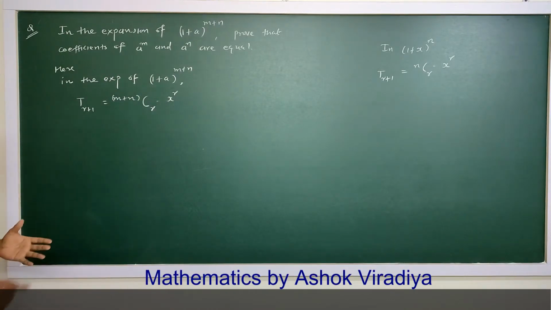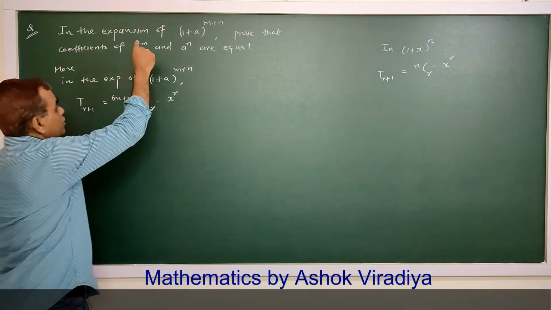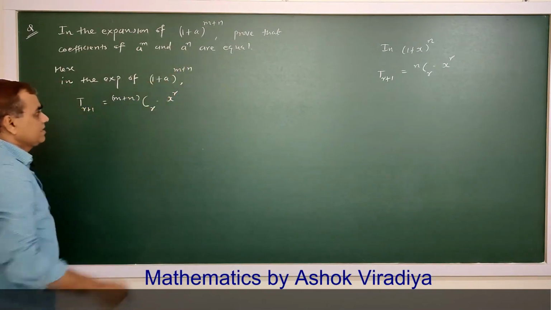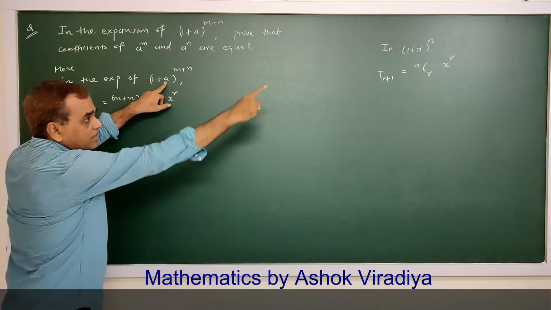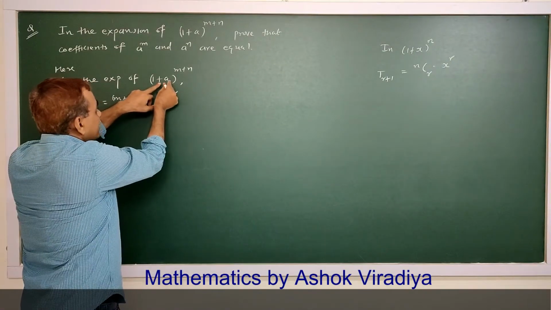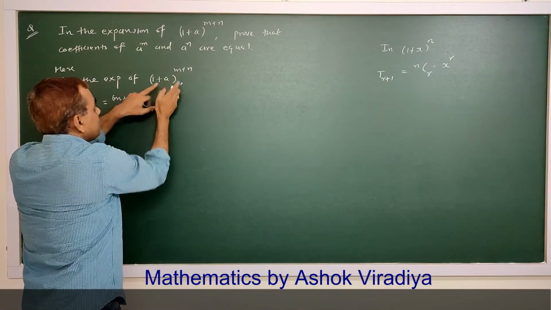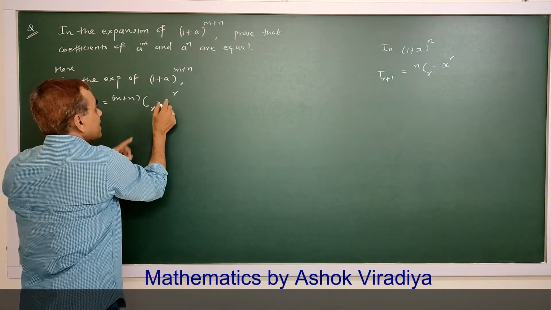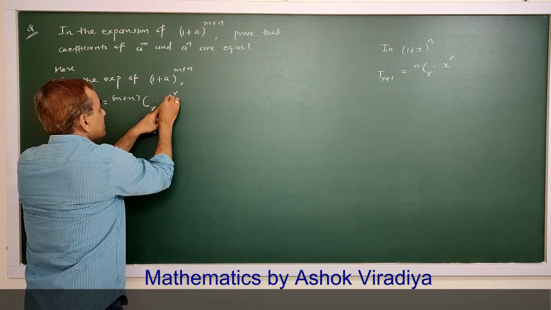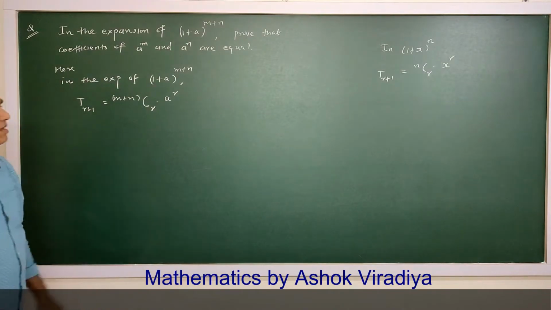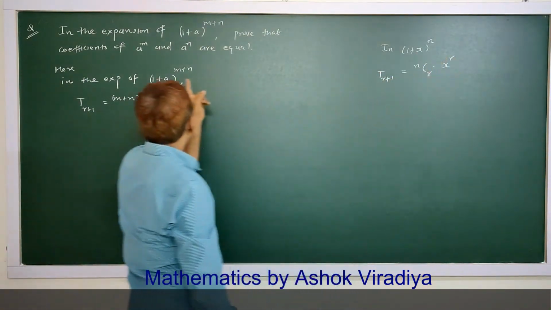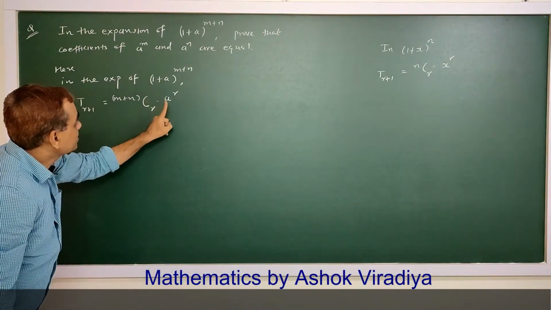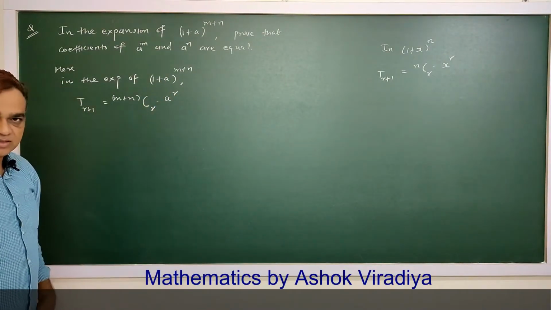Now we want the coefficients of a raised to m and a raised to n. Say here, instead of x, we take a. So x will be replaced by a. So here I made a mistake, keep a here. So this was x, so we keep x raised to r. Instead of x, a is given, so keep a raised to r.